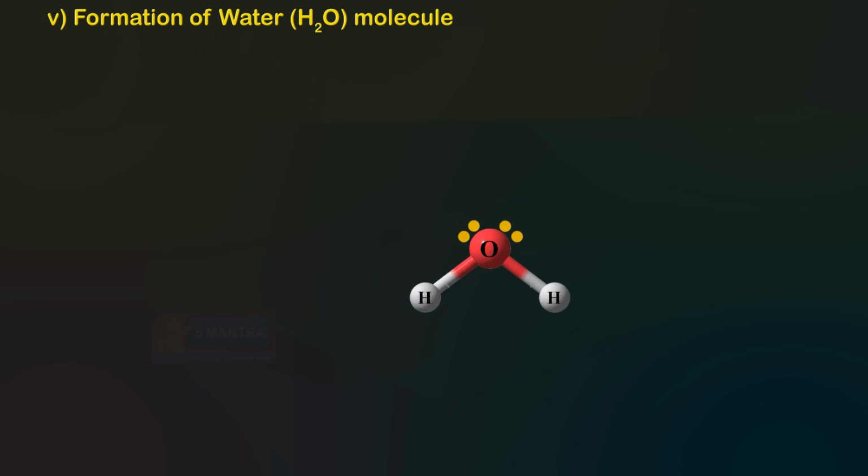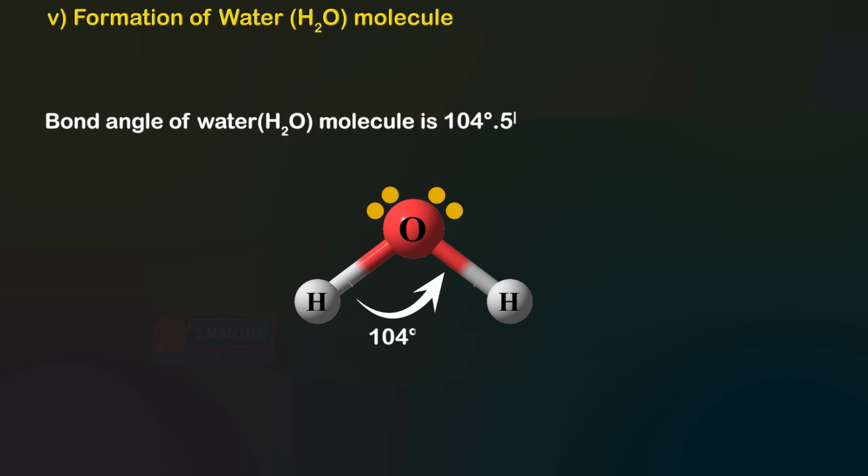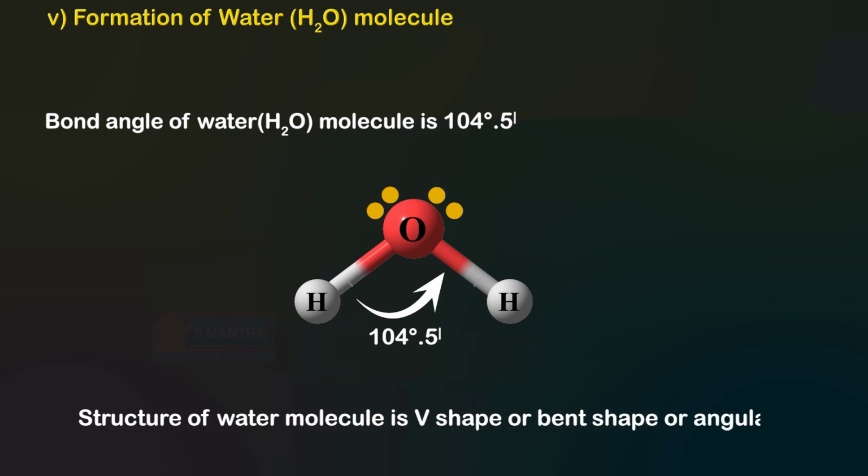In water molecule, the central oxygen atom has 2 lone pairs of electrons and 2 bond pairs of electrons. So, the bond angle of water molecule is 104 degrees 5 minutes. The structure of water molecule is V shape or bent shape or angular.